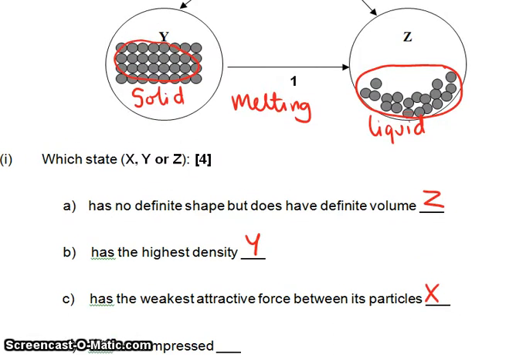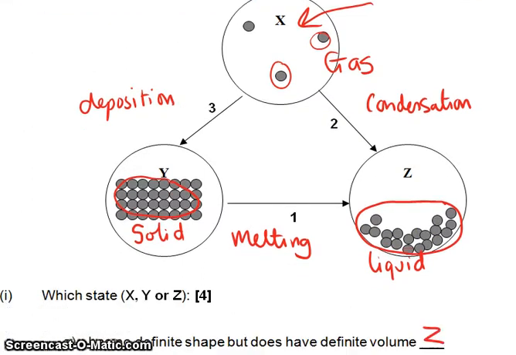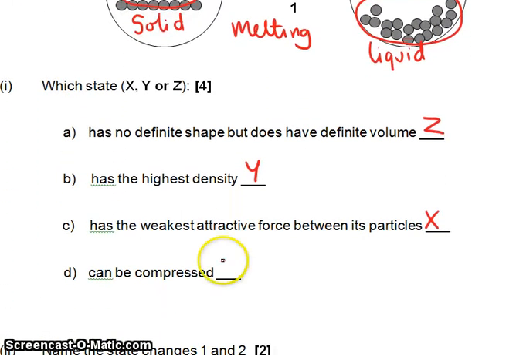And which one can be compressed? Well, if you look at them again, think about compression means squashing the particles together. And so up here with the gas, there's the most space between the particles, so it's going to be the easiest to compress. Liquids are quite hard to compress because there's not that much space between the particles. And solids, really, you can't really compress them very much at all because there's just no space between the particles. So that one's going to be X as well.